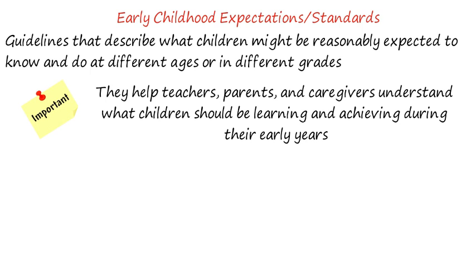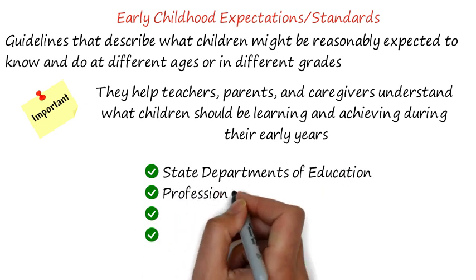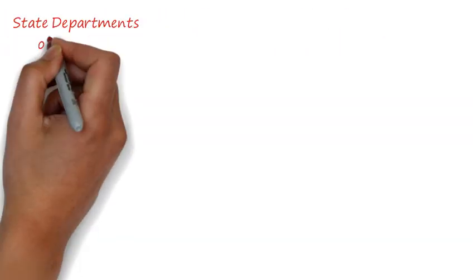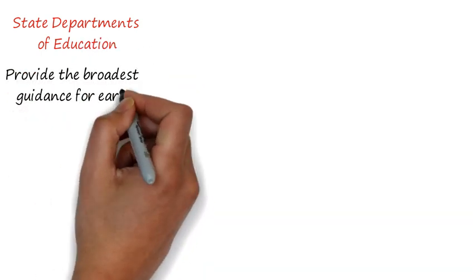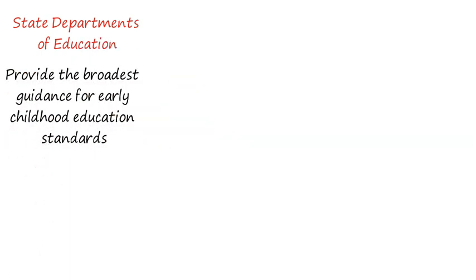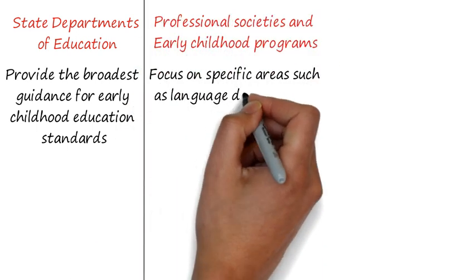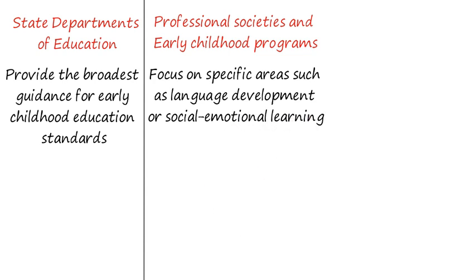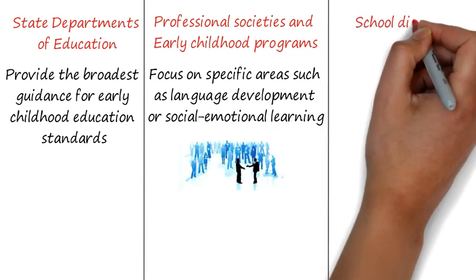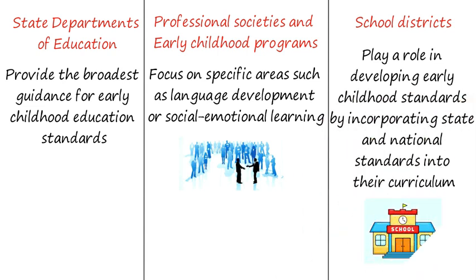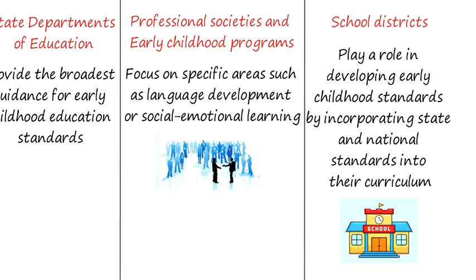So, who develops these standards? Generally, state departments of education, professional societies, school districts, and early childhood programs work together to create the standards. State departments of education usually provide the broadest guidance for early childhood education standards, while professional societies and early childhood programs focus on specific areas such as language development or social-emotional learning. School districts also play a role in developing early childhood standards by incorporating state and national standards into their curriculum.